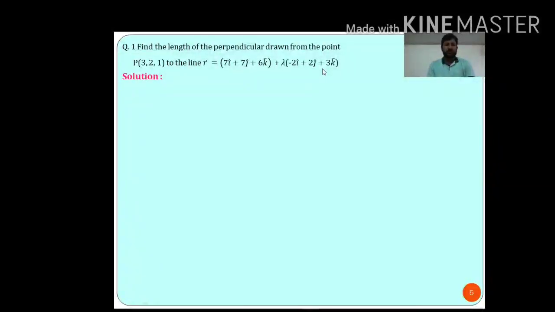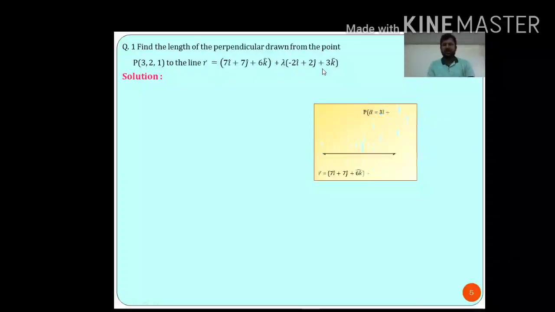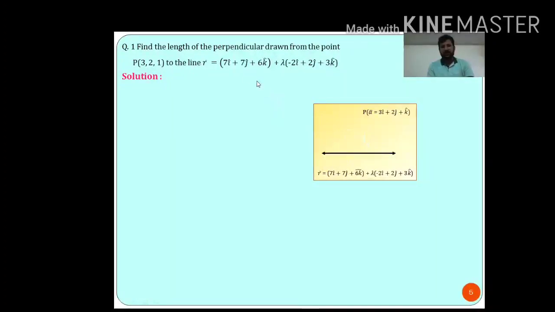Solution for this problem. Check diagrammatically. Given point P (3, 2, 1), the position vector can be written as 3i + 2j + k cap. That is the alpha bar vector. And the line equation is given as R bar, which is given in the question.